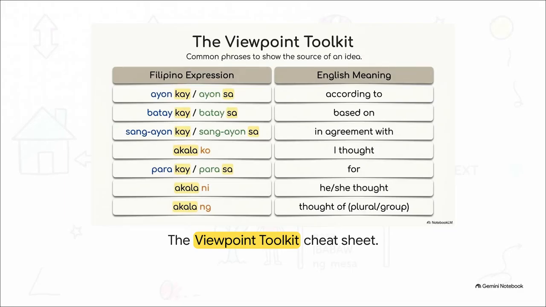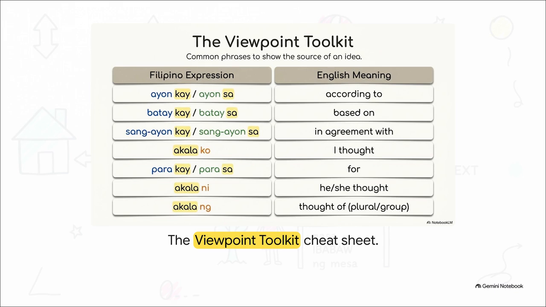All right, let's put on our test decoder hats and look at this viewpoint toolkit. If you see ayon kay or ayon sa, that maps directly to according to. Batay kay or batay sa means based on. Sang-ayon kay means in agreement with. And akala ko means I thought.